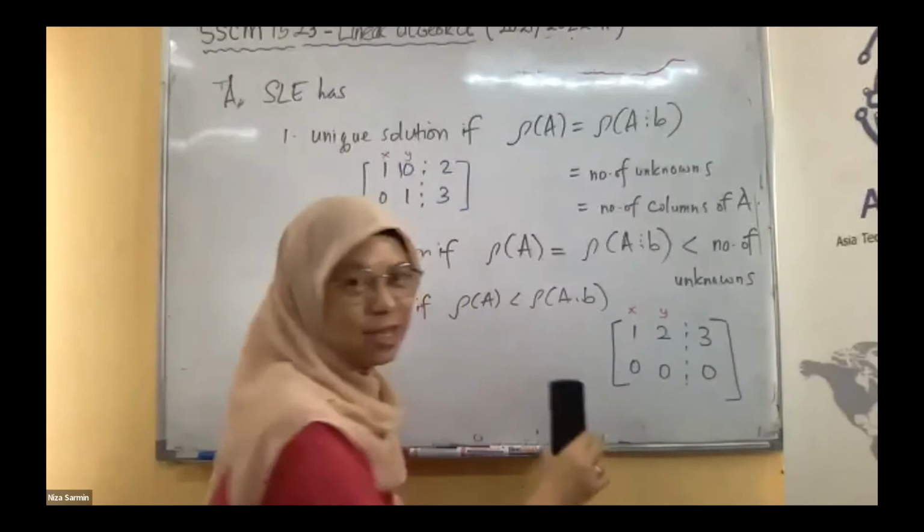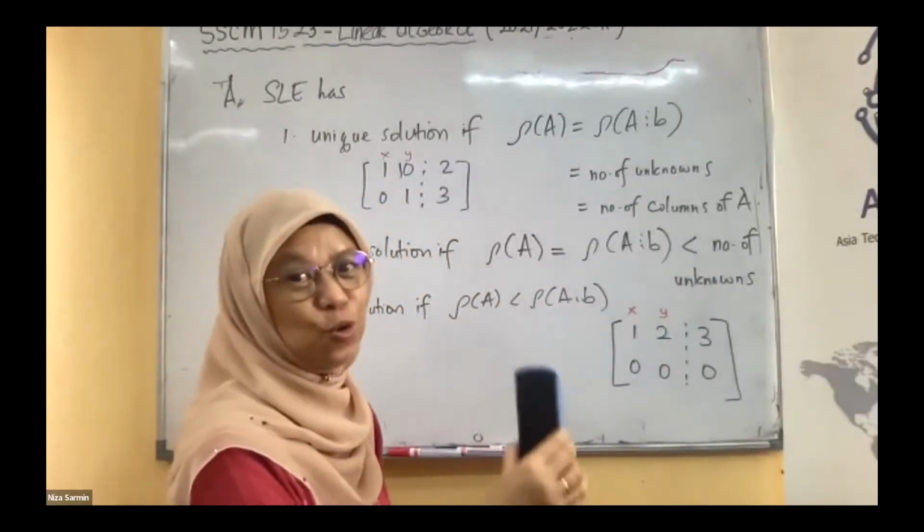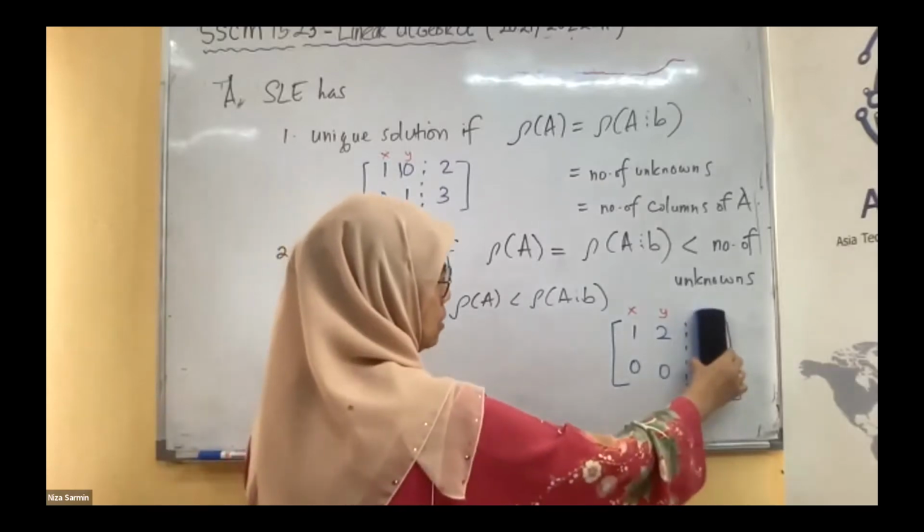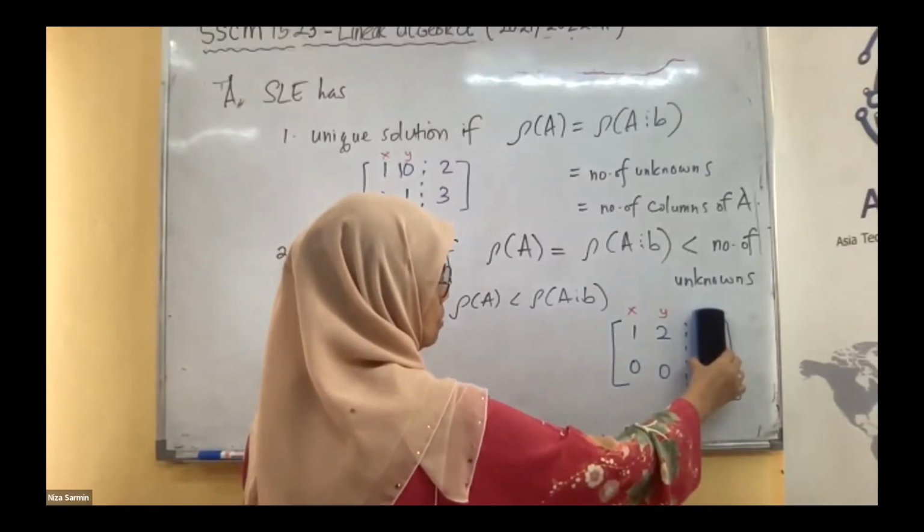1, yes? The rank is 1. The rank is how many non-zero rows? Okay, how many non-zero rows? What is the rank? 1.